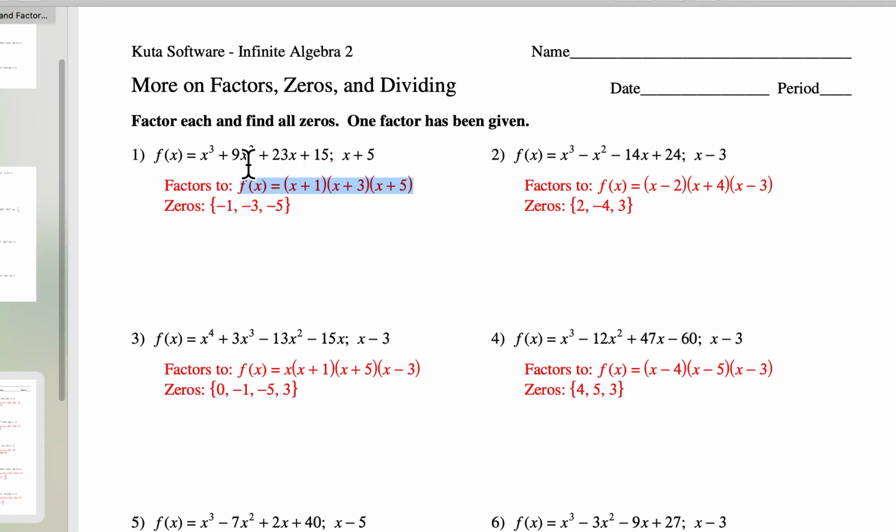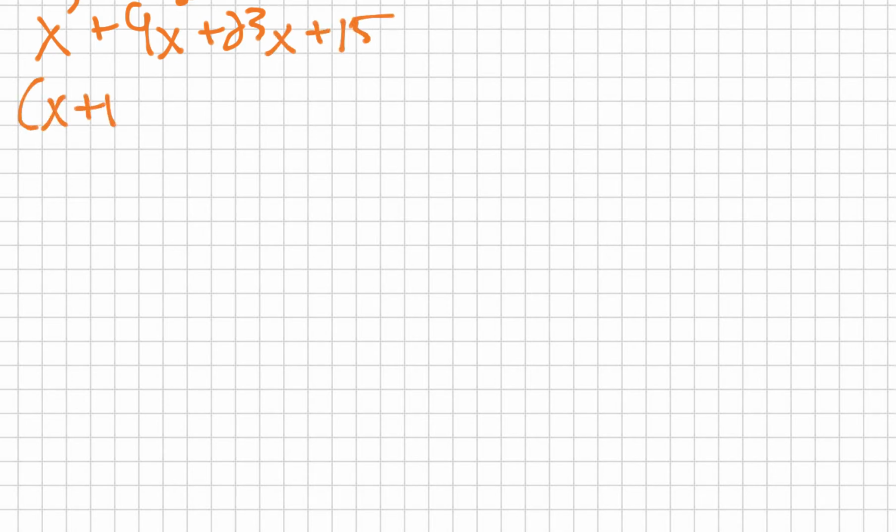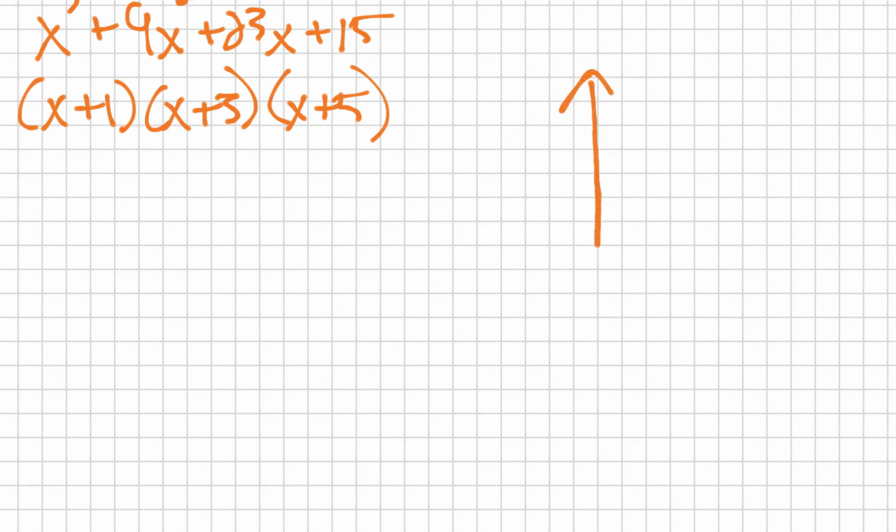Now in this case, let's actually graph it out so we can use graph paper. And let me just write out that equation again. So we had x to the third plus 9x squared plus 23x plus 15. And then factored form was x plus 1, x plus 3, and x plus 5. Okay, so if I was going to graph this, I'm going to just use this line here, and we're going to use this line here.